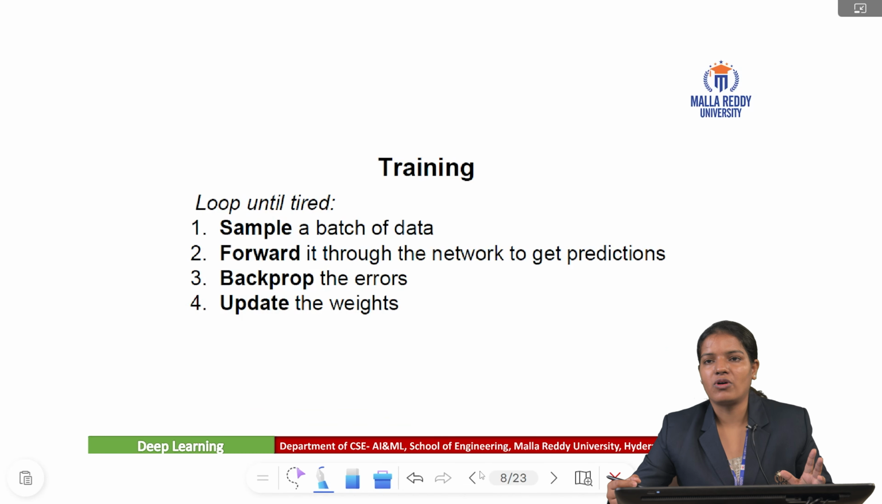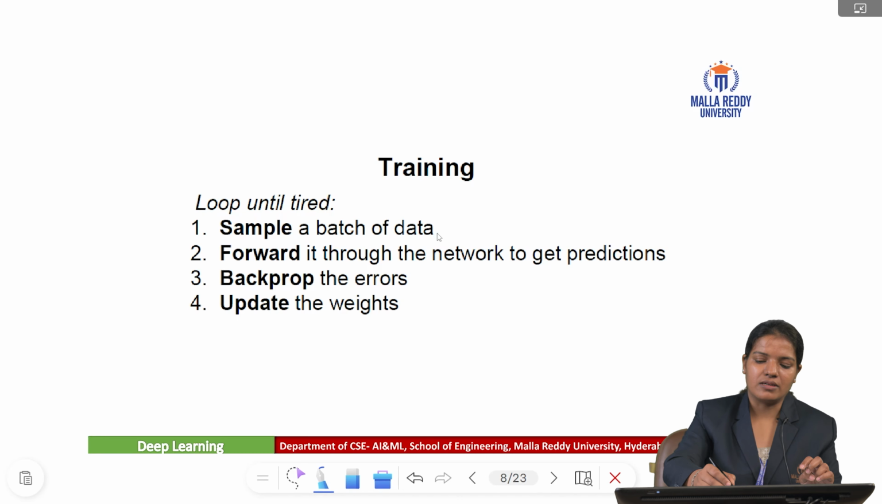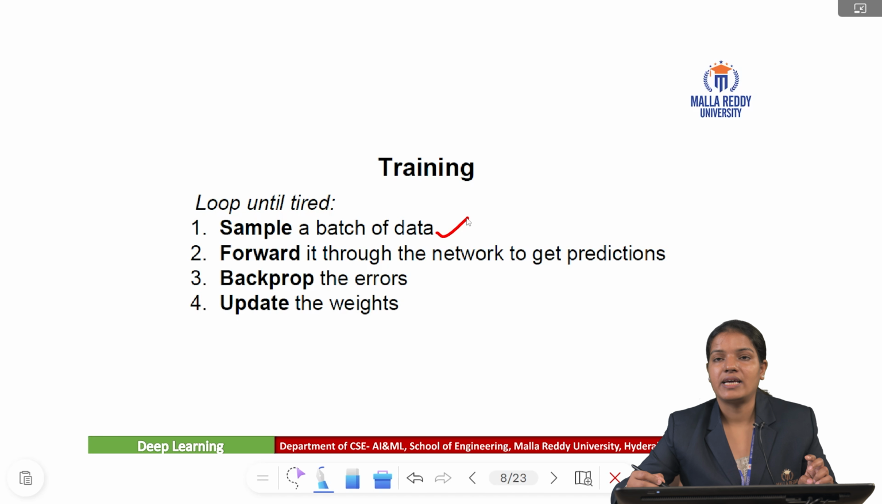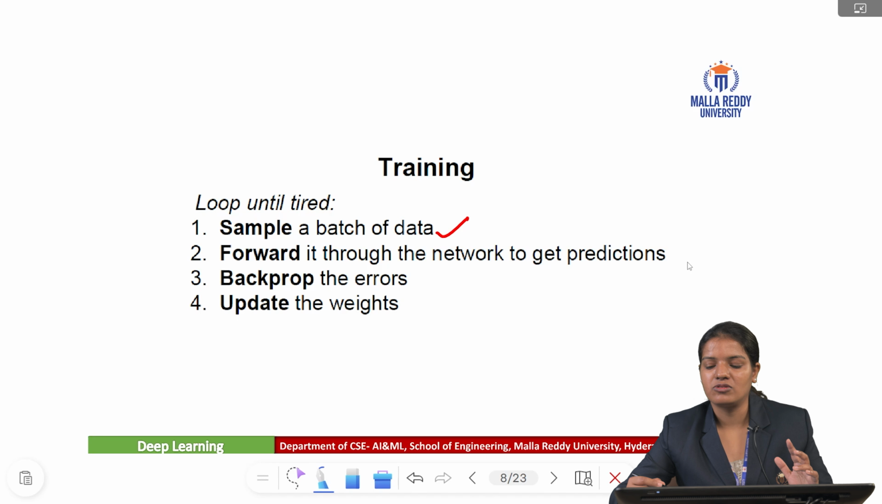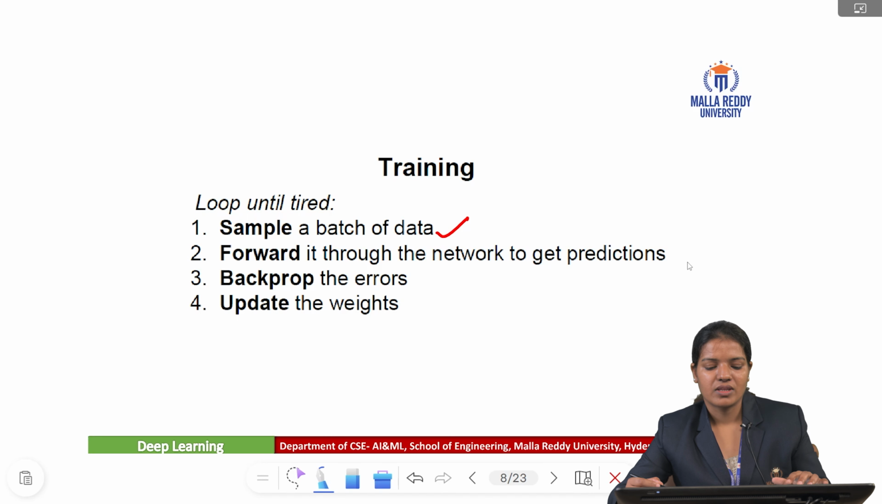So basically, if we want to train any deep learning model, we need to select some sample data. Then we feed that data into the deep learning model in the forward direction. After that, we get some error at the output. That error will be minimized by backpropagation. And how does backpropagation minimize it? By updating the weights and biases.